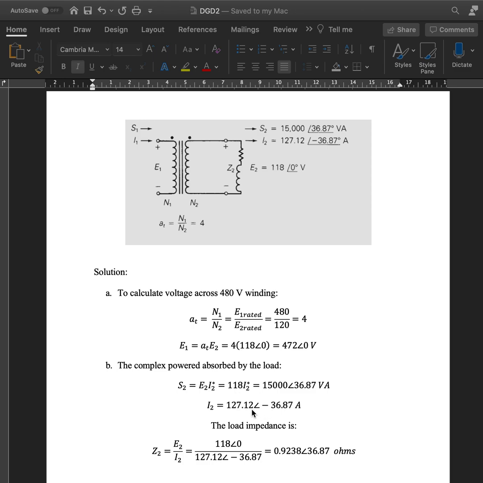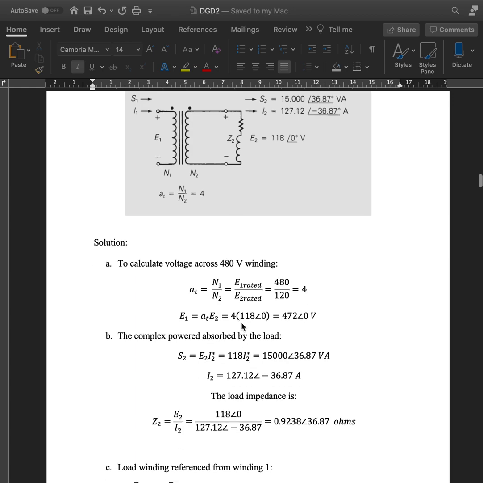So 127.12 angle minus 36.87. This is what is written right here. So this is how they calculated it right there. And to calculate the impedance, it's just E2 over I2, which is 118 divided by 127.12 angle minus 36.87, and we get 0.9238 ohms. That's there. So that's the impedance.